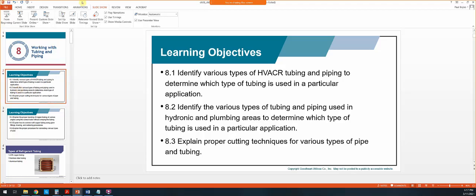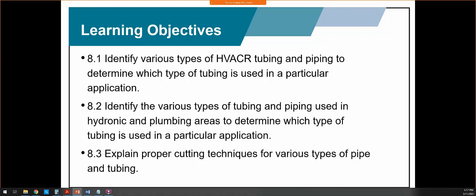All right, let's get started here with the tubing. We're going to identify various types of HVACR tubing and piping to determine which type of tubing is used in a particular application. We're going to identify the various types of tubing and piping used in hydronic and plumbing areas to determine which type of tubing is used in a particular application.